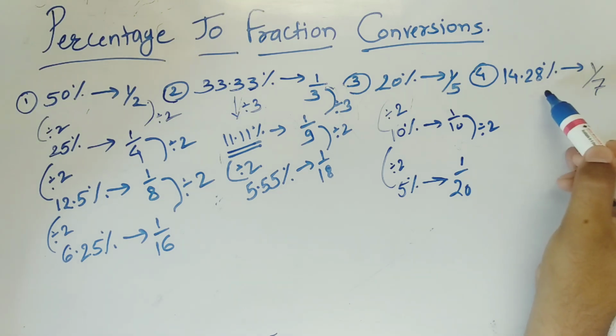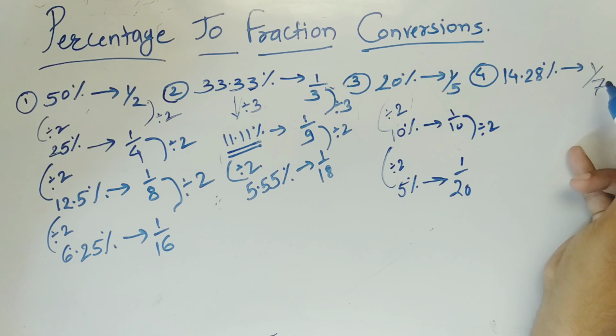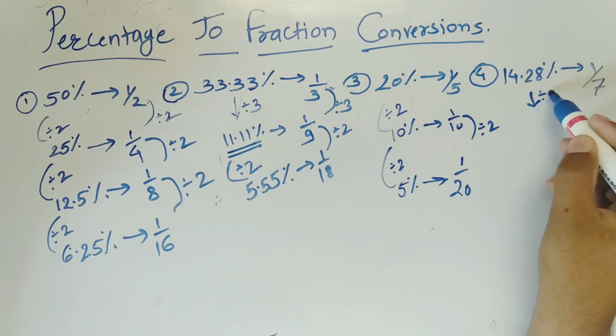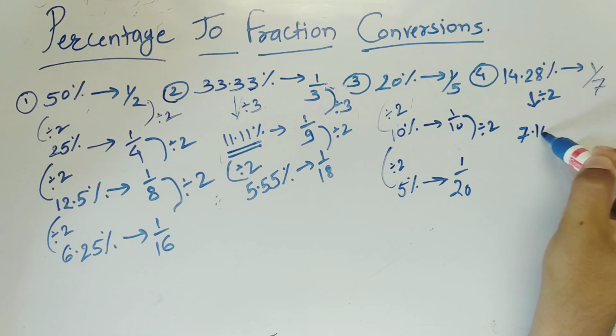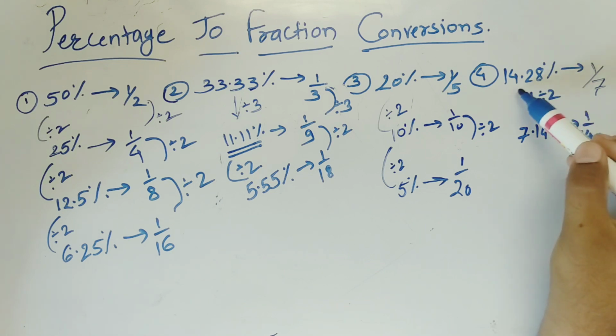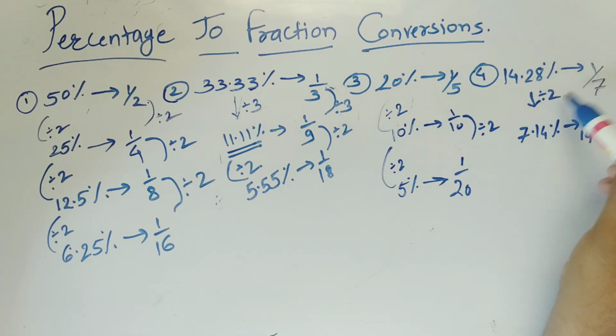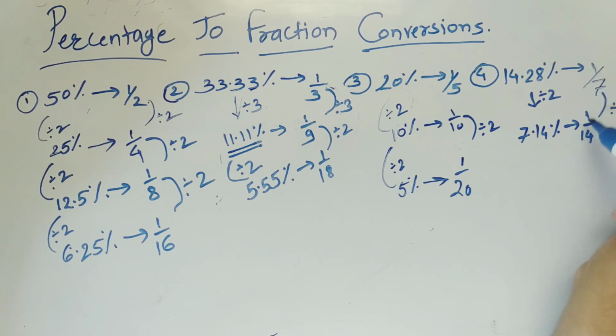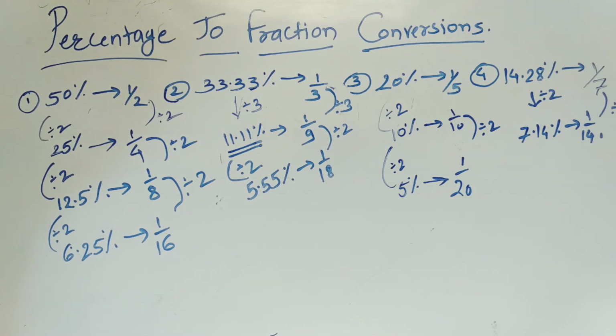Now for 14.28%, we have obtained the ratio 1 by 7. When it's divided by 2, we get 7.14%, which is the percentage value of the fraction 1 by 14. This 1 by 14 is obtained in a similar fashion: as 14.28% is divided by 2, its corresponding ratio 1 by 7 should also be divided by 2 to get the ratio 1 by 14. So here are some interlinked percentage to fraction conversions for these 4 calculations.